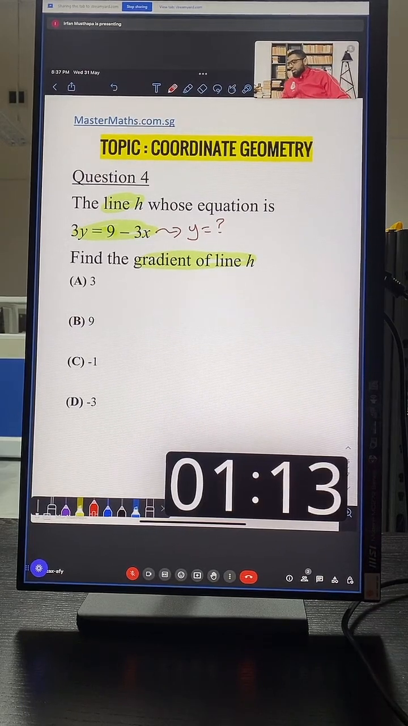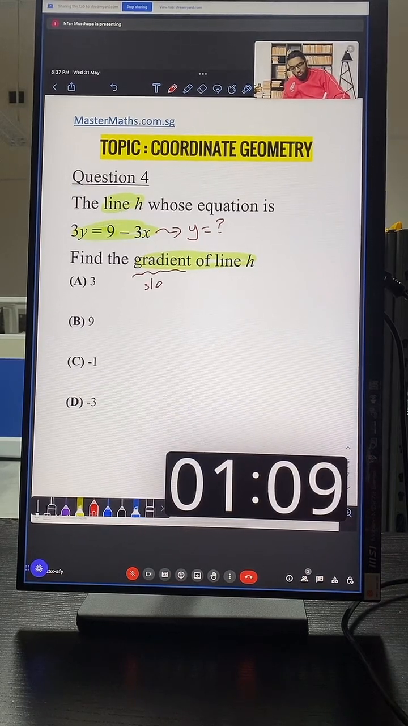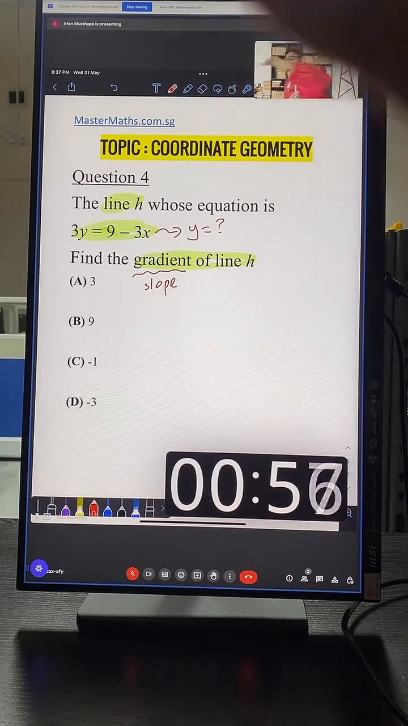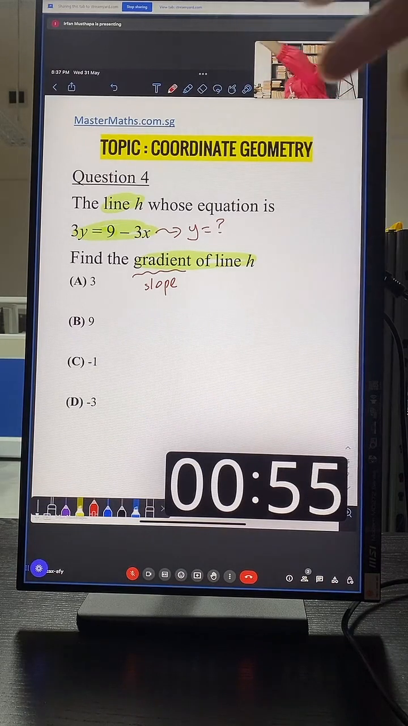What is gradient? Gradient means slope. What is the slope of this particular line that we have? Akila says C as well. Chloe says C. Many of you are saying C. Guys, got 1 more minute. Those who have not tried, you've got 50 seconds to try and tell me the answer: A, B, C, or D.